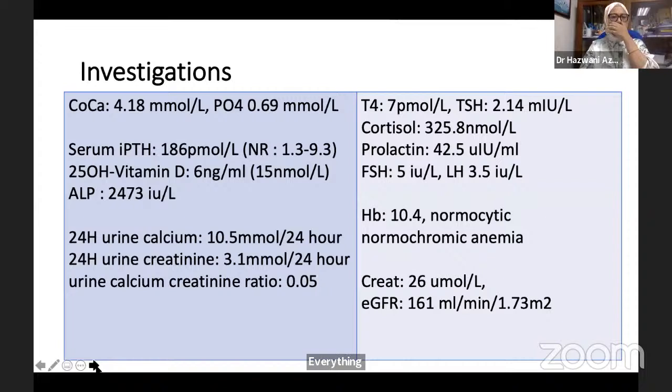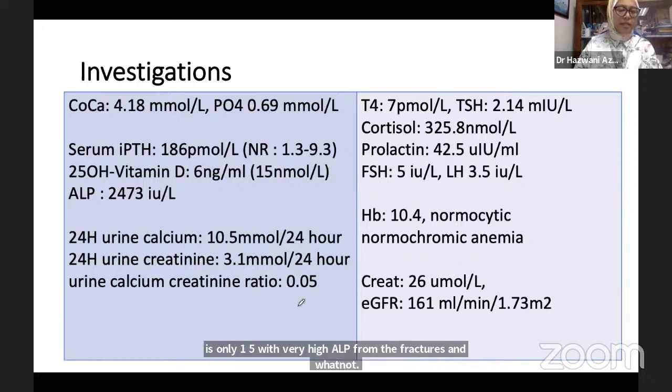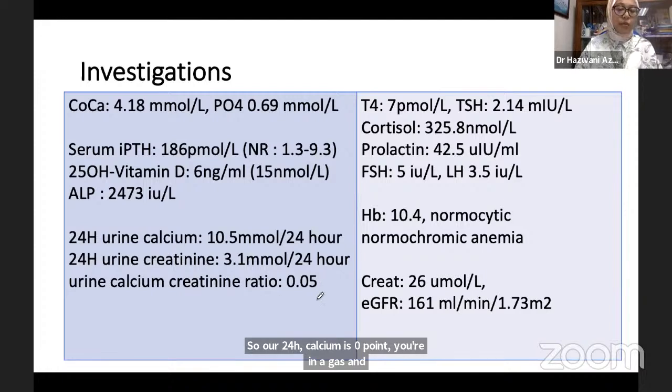So these are the investigations. The corrected calcium is sky high, 4.1, with low phosphate, only 0.69. The iPTH is very high, almost 20 times upper limit normal. The vitamin D level is only 15 nanomole per liter. We aim to bring up the vitamin D level up to 50. But this is only 15, with very high ALP from the fractures and whatnot. Our 24-hour urine calcium creatinine ratio is 0.05, meaning we already excluded FHH in this patient.